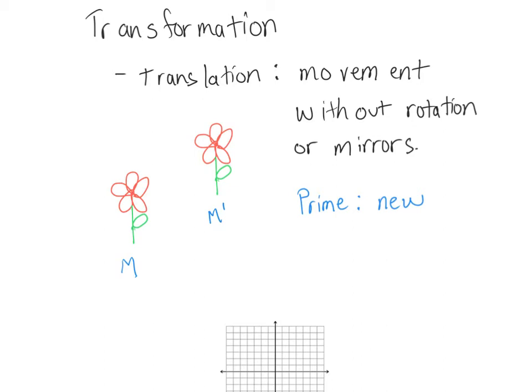So what happens first? So M without the prime is the original. This is our original. And this is our new location. M prime is our new location. So from the original M, this flower had a translation, or it moved to M prime, to a new space. It doesn't change or turn anywhere. It just moves.